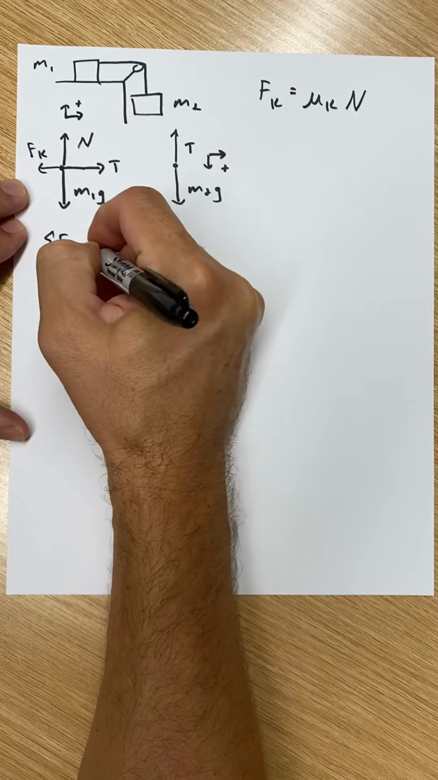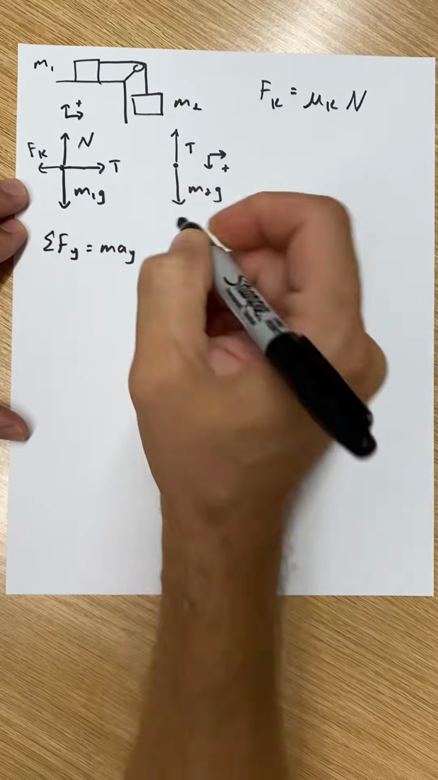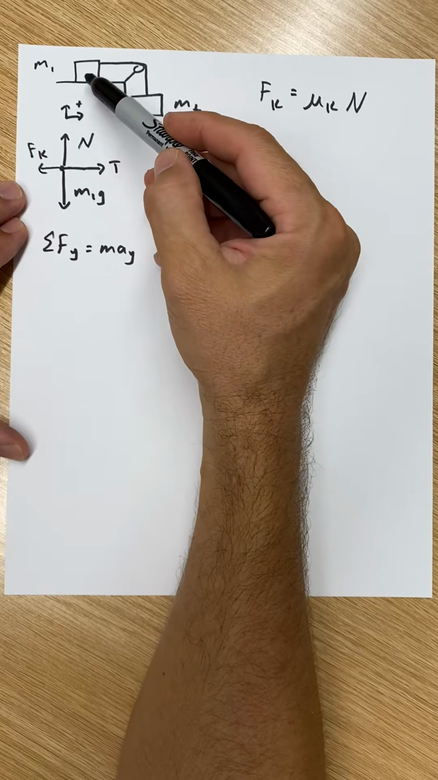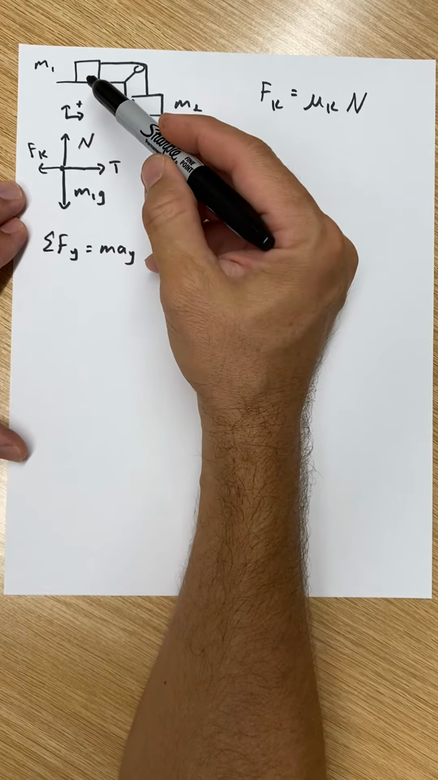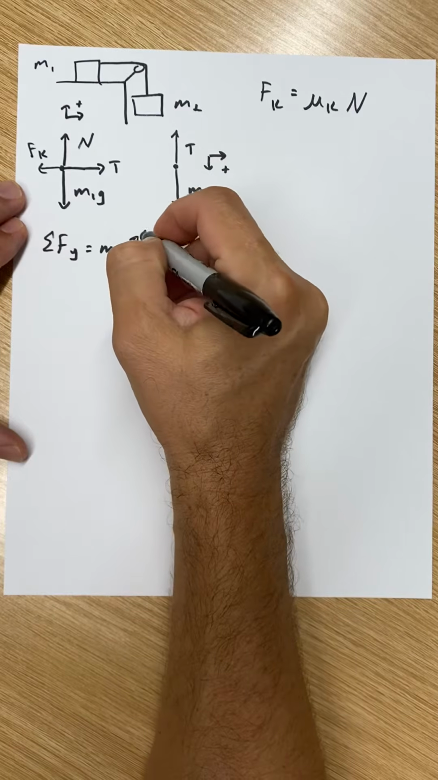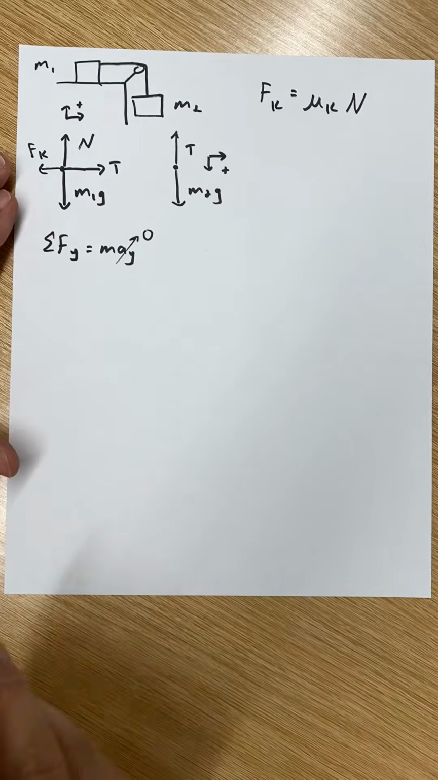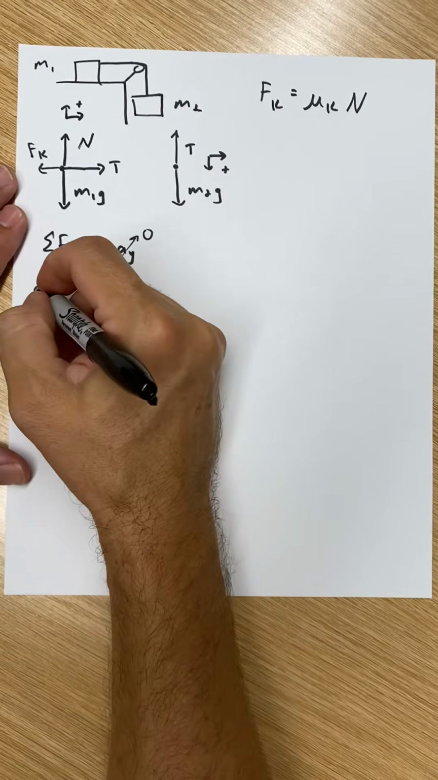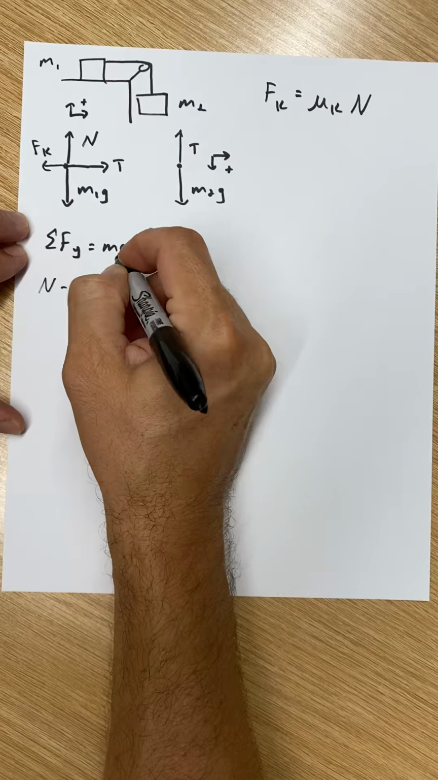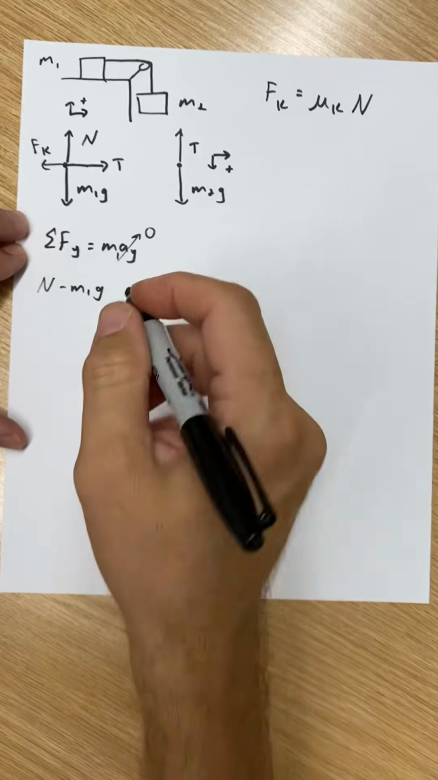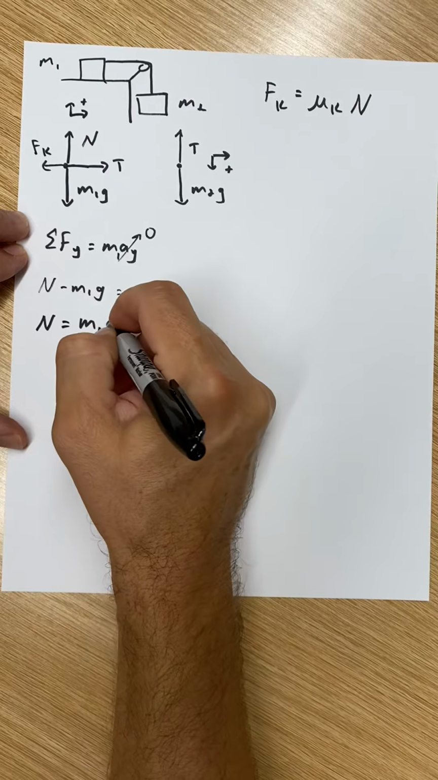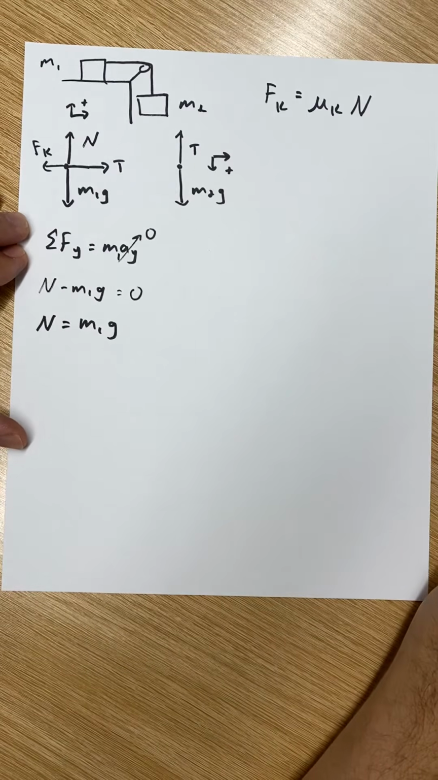Sum of the forces in the y direction is equal to m a sub y. And as I said a while ago, M1 is not coming off of the table. It's not crashing through the table. It's not accelerating in the y direction at all. In fact, it's in equilibrium in the y direction, which makes my job easy. I get the normal force minus m1g, that should be subscripted, is equal to 0. Therefore, the normal force is equal to m1g.